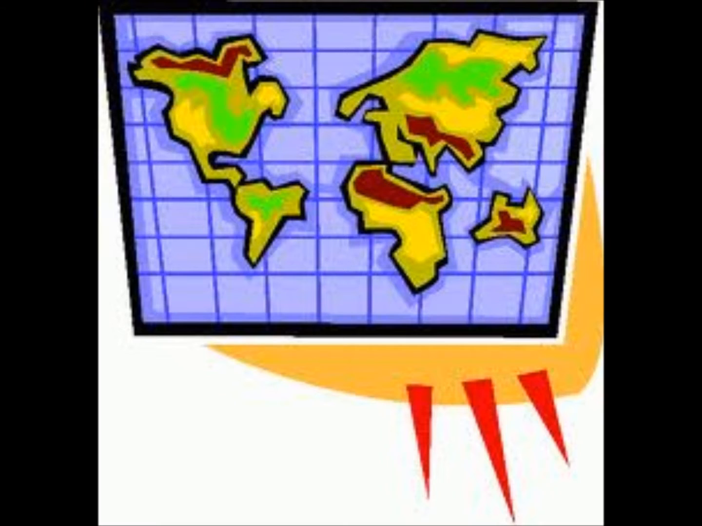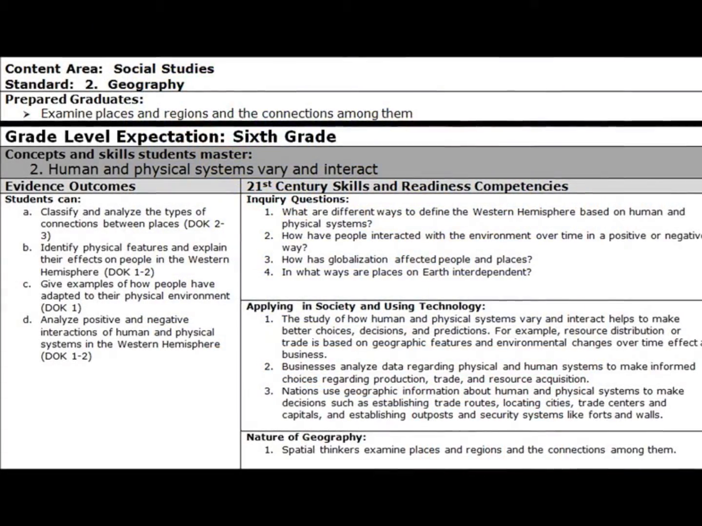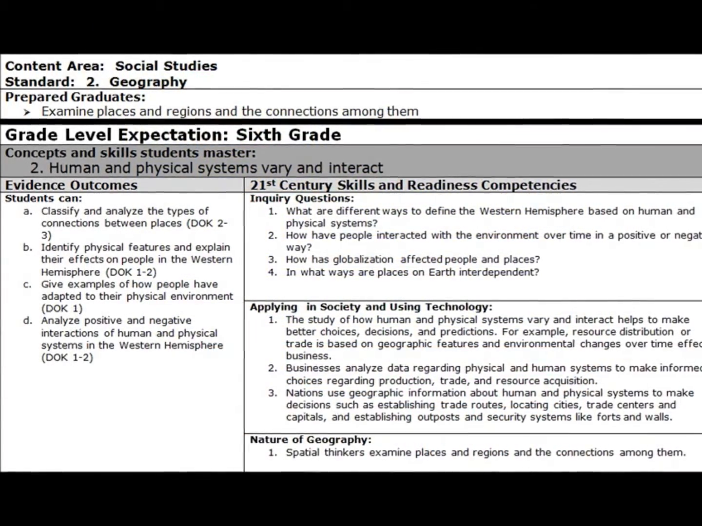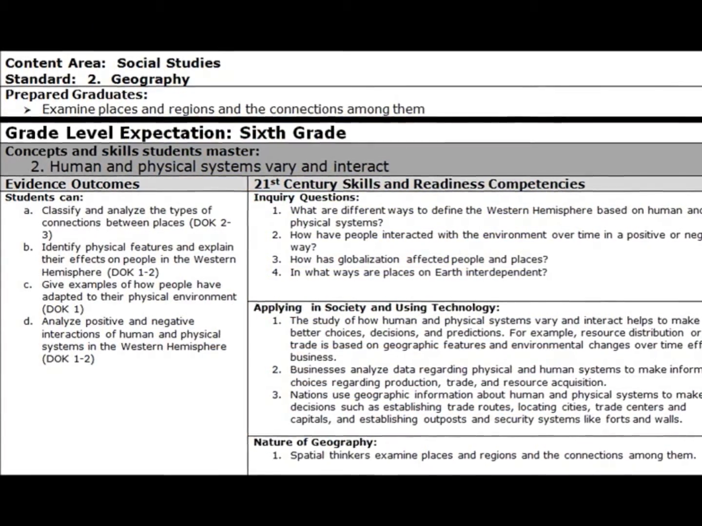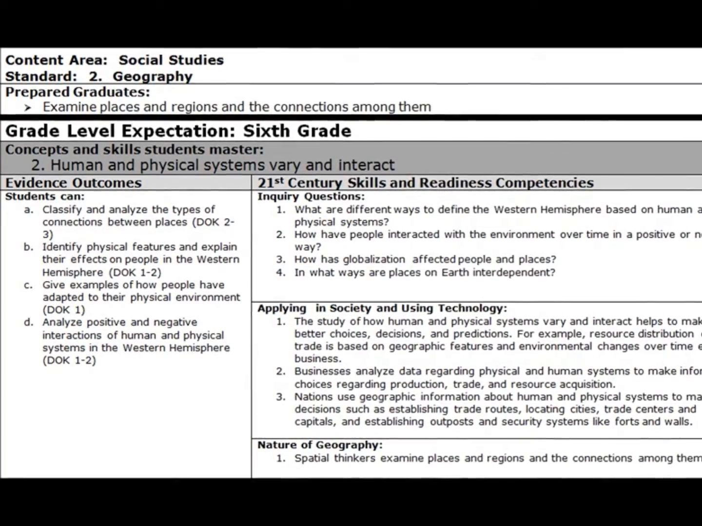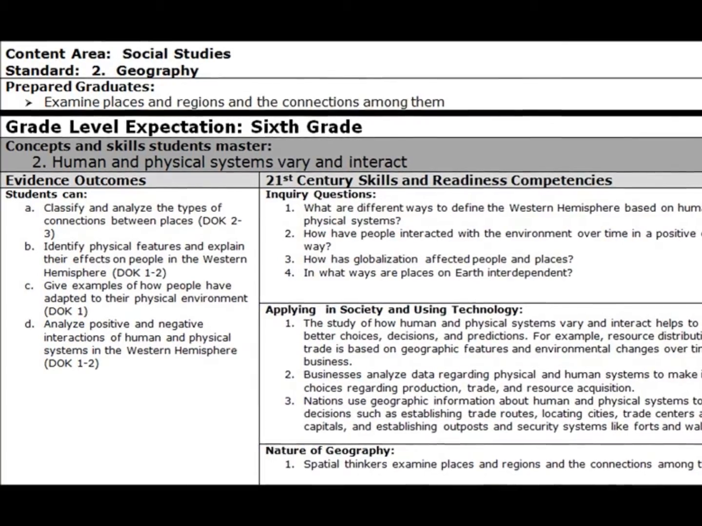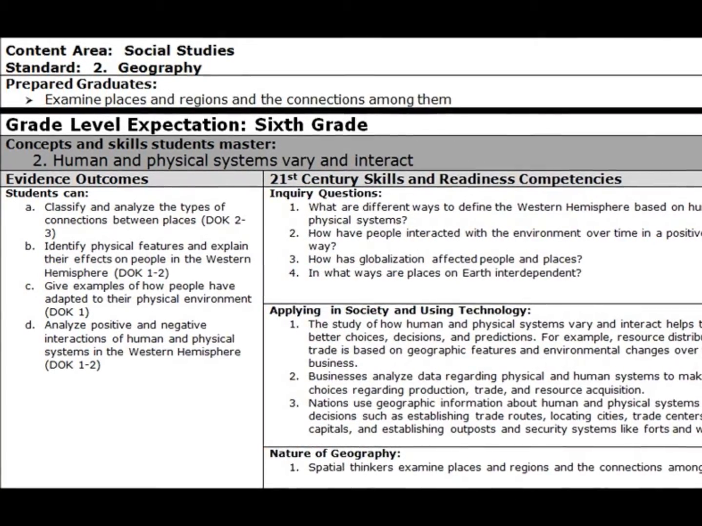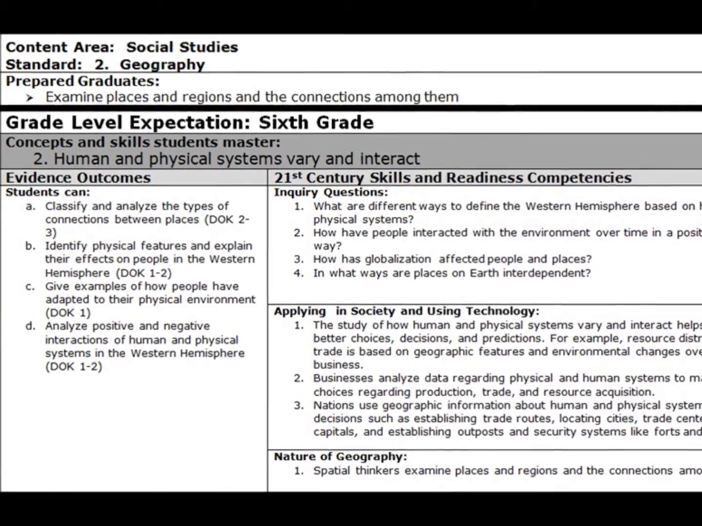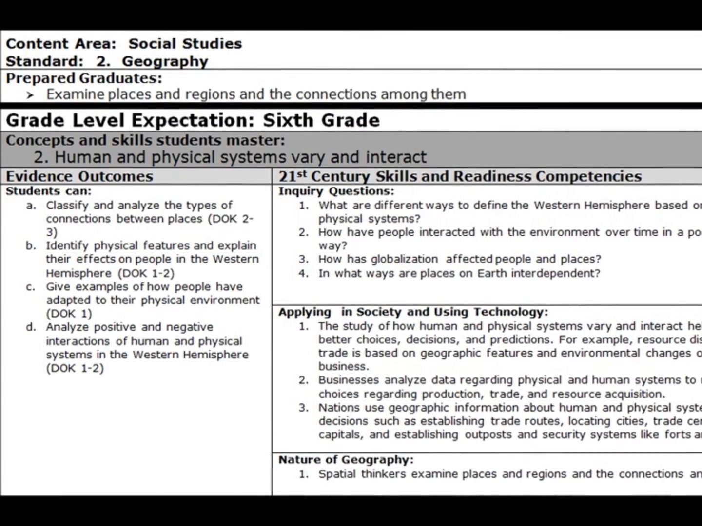Today's lesson in the 6th grade classroom will introduce landforms, examine regions, and look at the impact those geographics have on people that have established their lives in those regions. This lesson will address Standard 2 that focuses on places and regions and the connections among them. This standard states that students will be able to identify physical features and explain their effects on people in the Western Hemisphere, as well as be able to understand how humans and physical systems vary and interact.